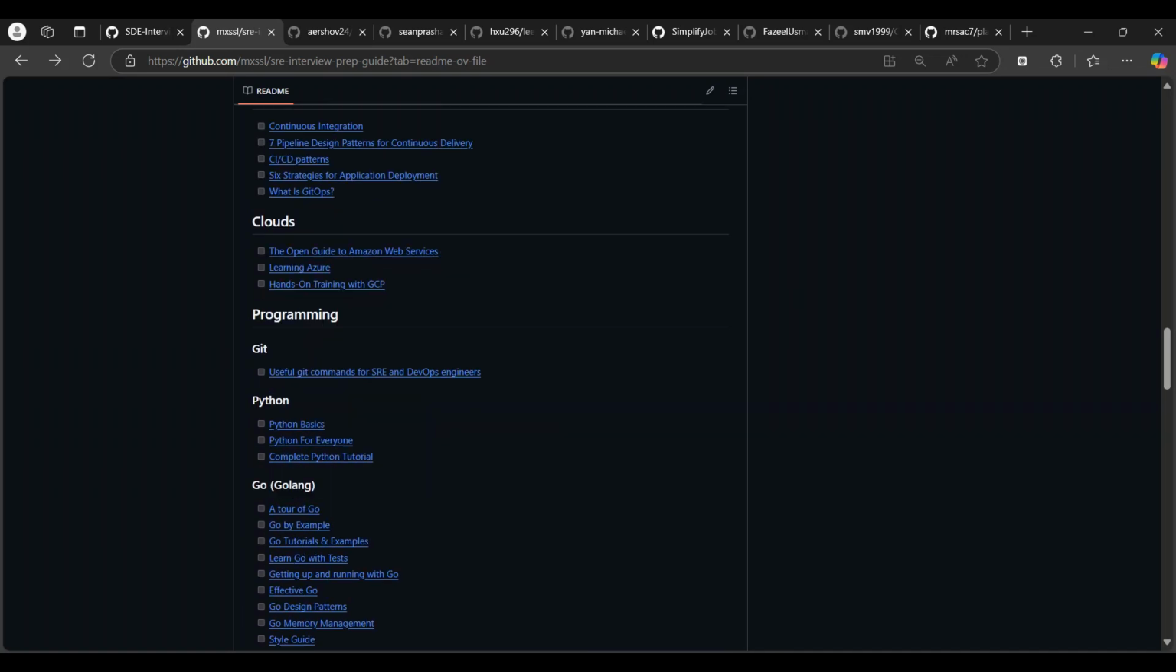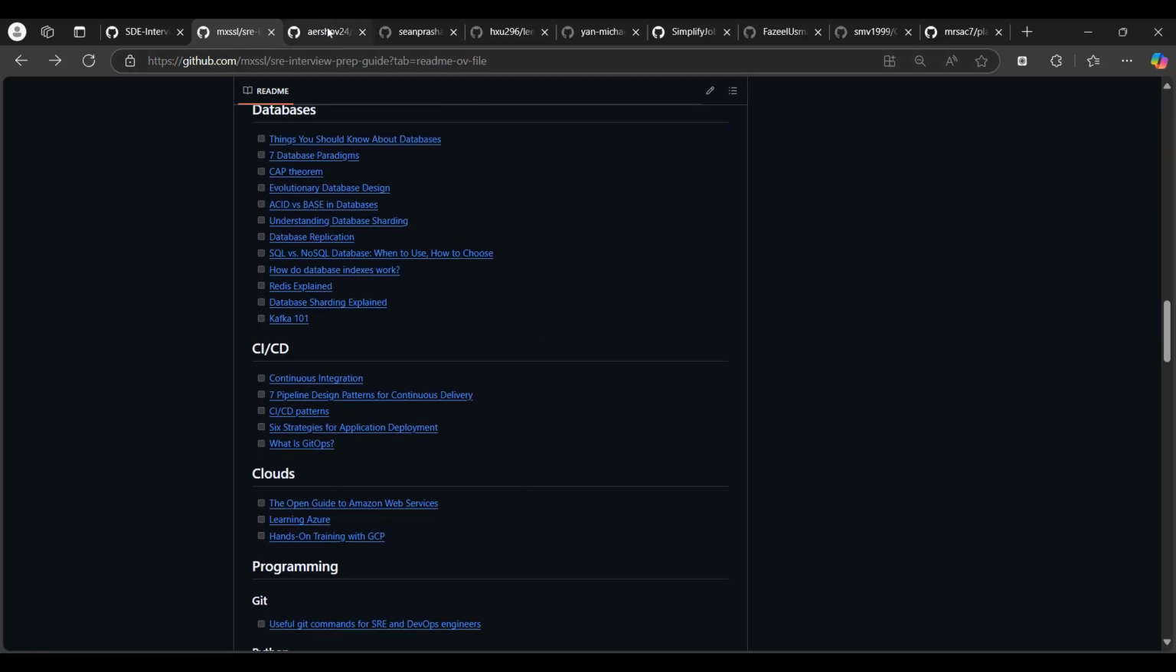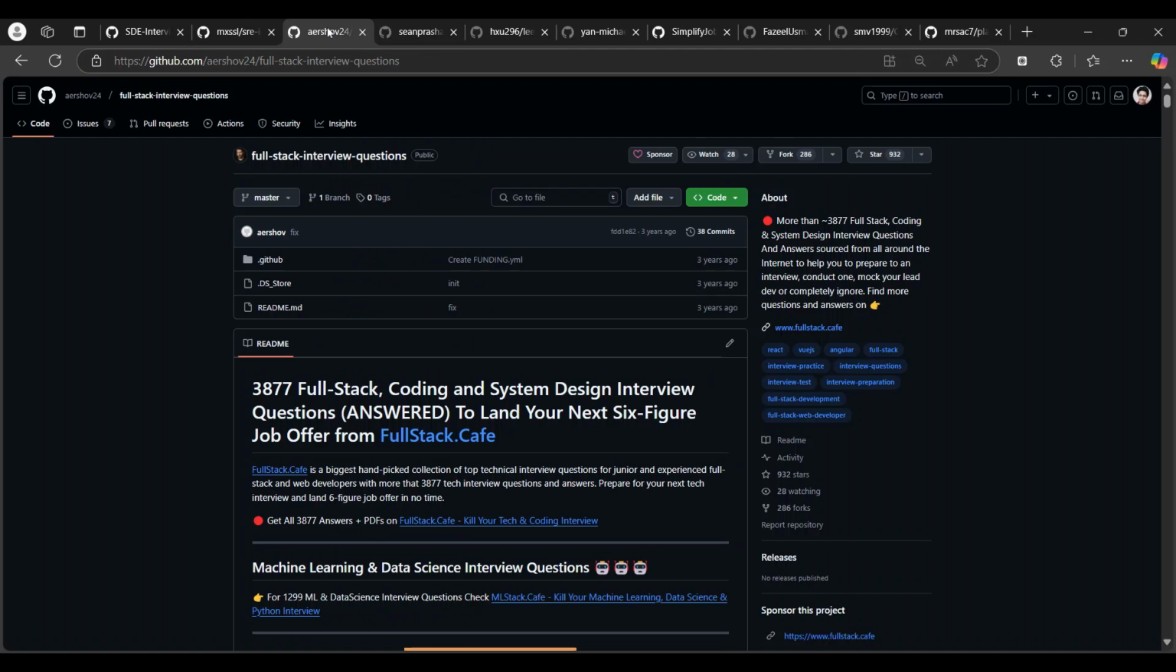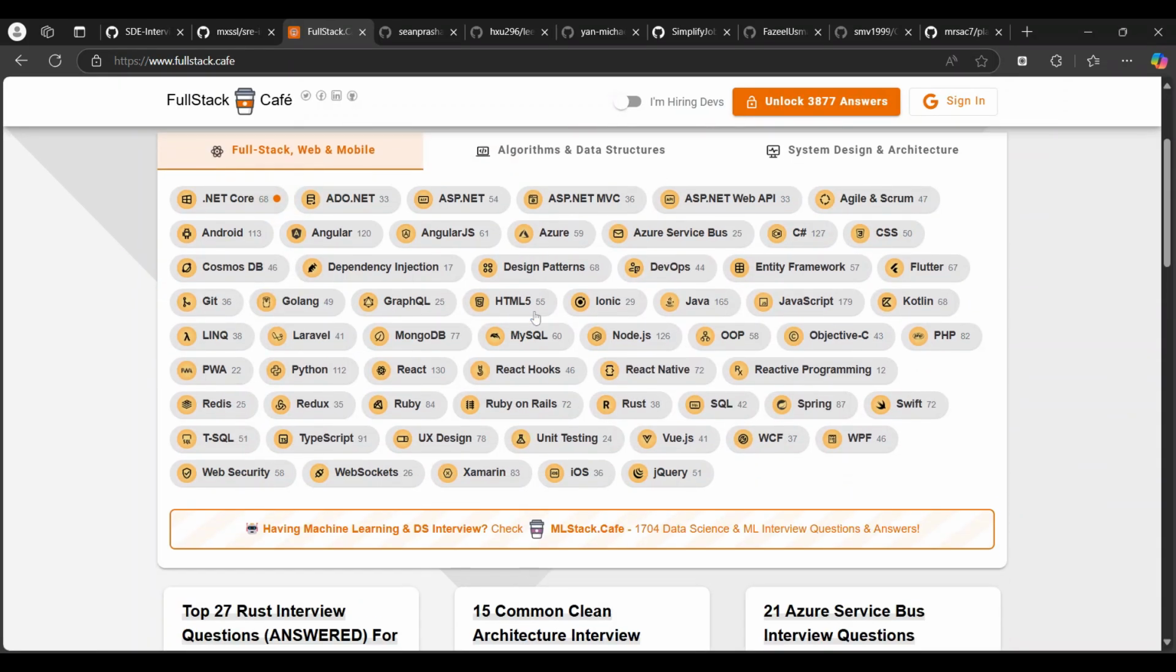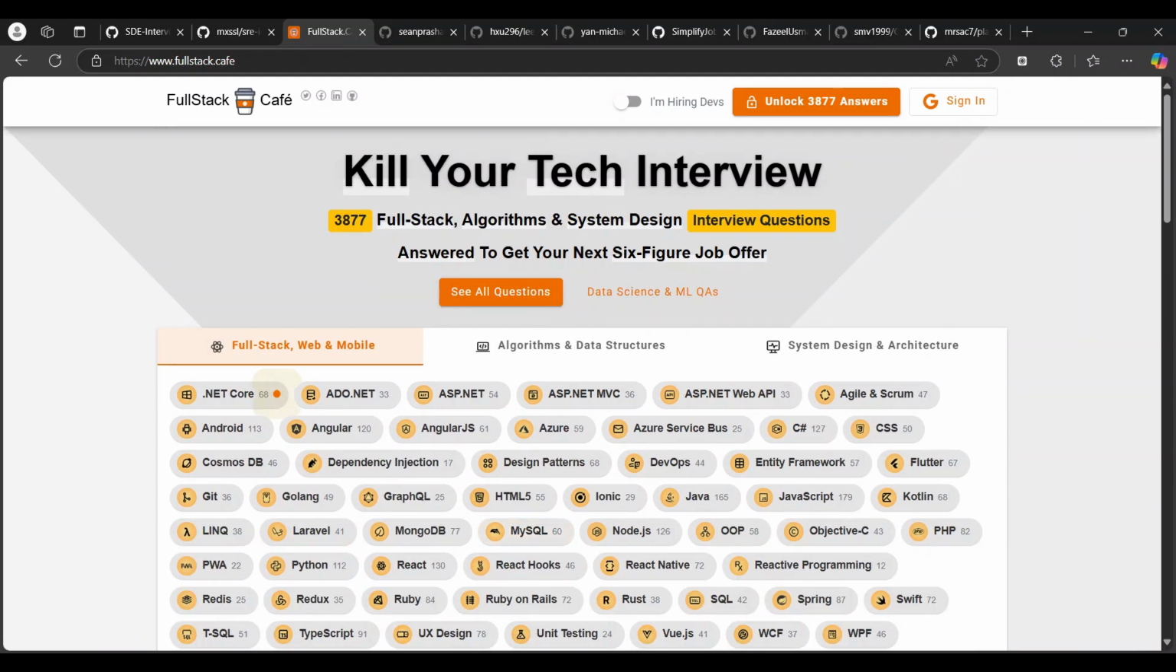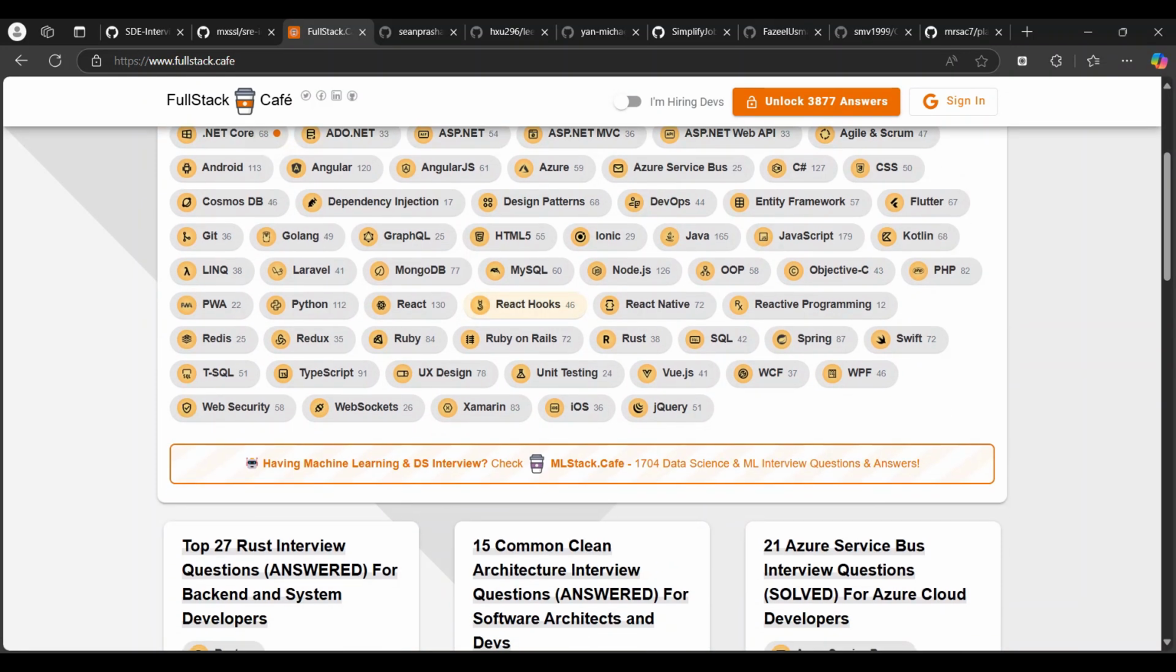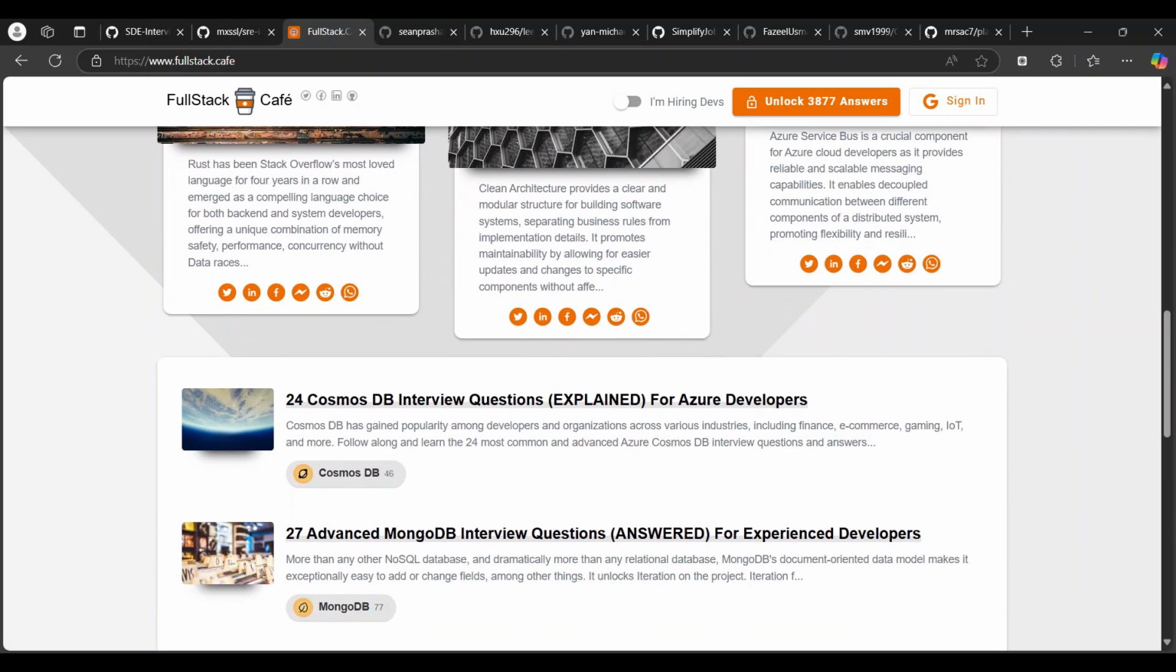So without wasting time, moving to the next GitHub repo, that is Ashishps1 slash full stack interview questions. If you are preparing for full stack development, then this GitHub repo will be really helpful for you. Full Stack Cafe is the biggest hand-picked collection of top technical interview questions. If I click on Full Stack Cafe, this is a website in itself, where they have listed all the questions and resources related to full stack.